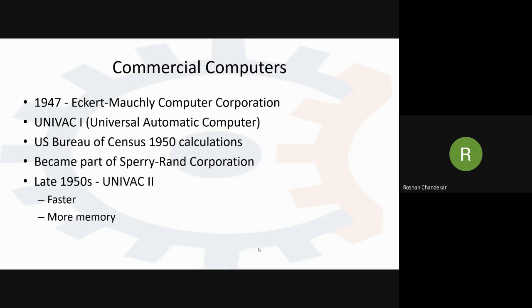Census means what? The जनगणना जिसको हम लोग बोलते हैं. So in 1950 they calculated the census. It became a part of the Sperry Rand Corporation. In the late 1950s, the UNIVAC 2, a commercial computer, was invented, which is faster and has more memory, more storage memory that you can use in that commercial computer.